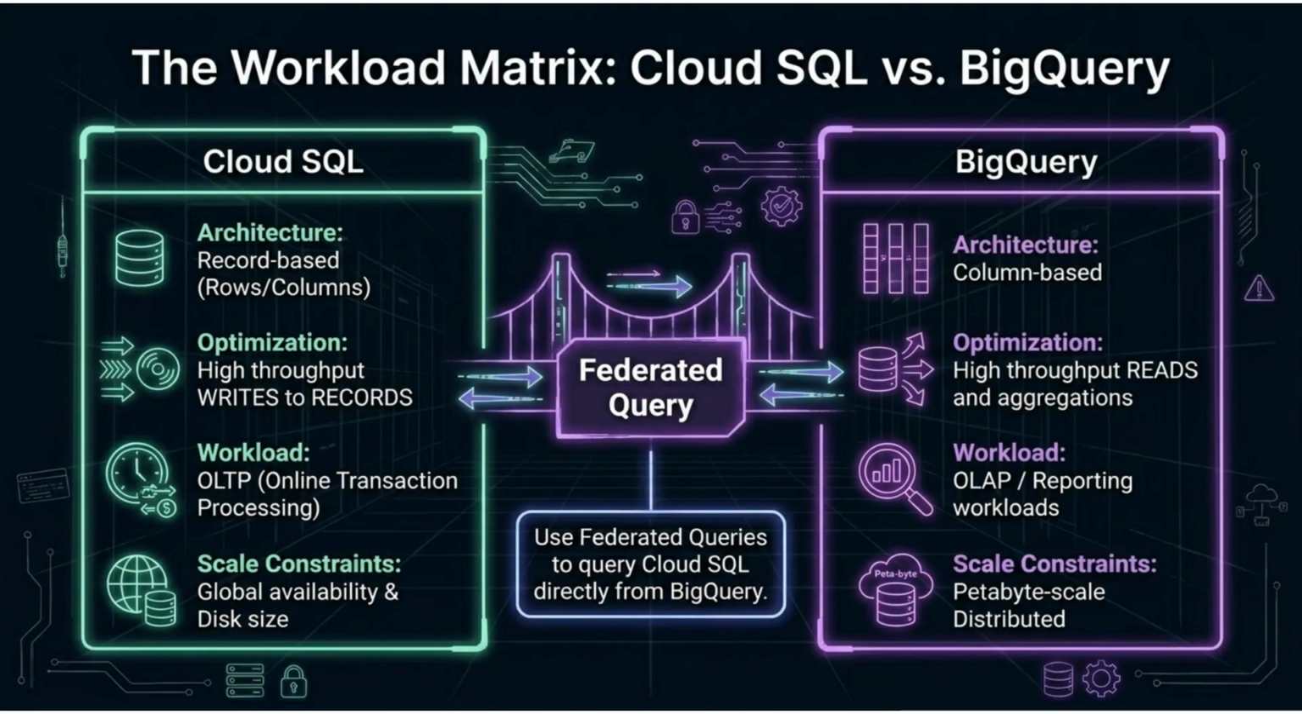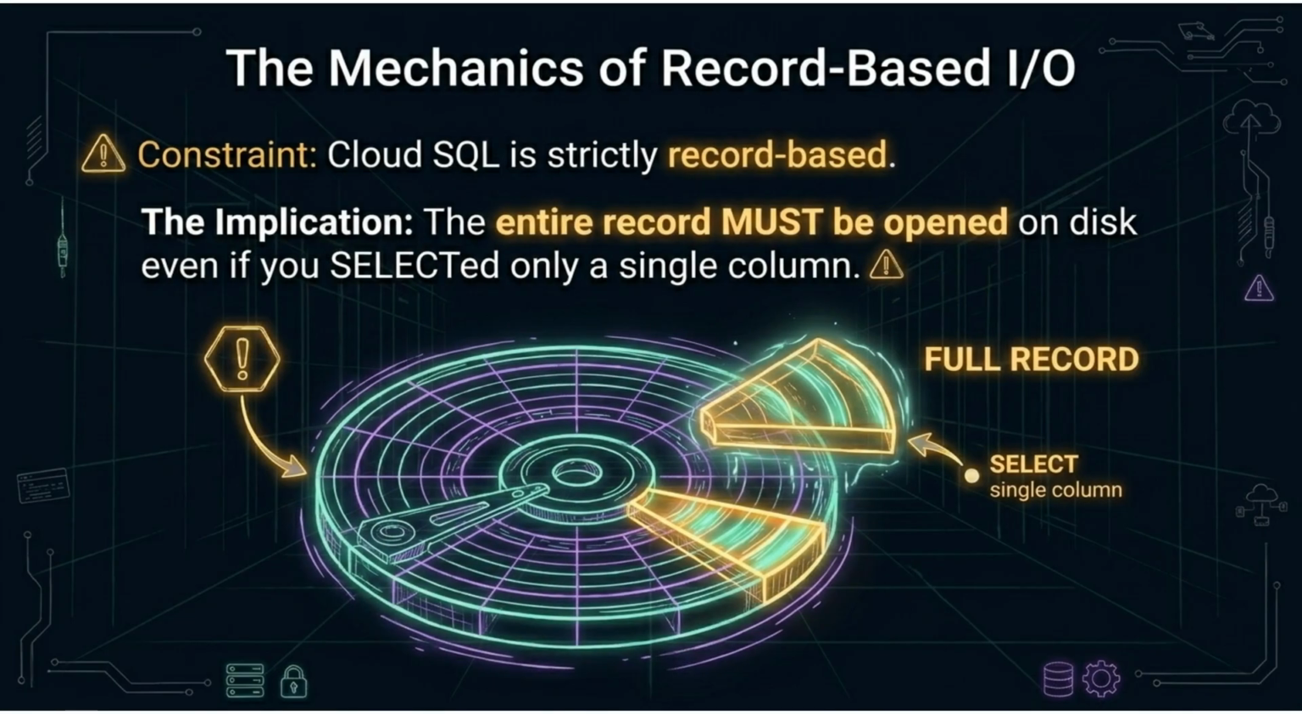Cloud SQL is record-based, optimized for high-throughput writes and OLTP workloads. BigQuery is column-based, optimized for high-throughput reads, aggregations, and OLAP workloads. Federated query bridges both. Cloud SQL is strictly record-based. The constraint is that the entire record must be opened on disk, even when selecting only a single column, which is an important consideration for I/O performance.